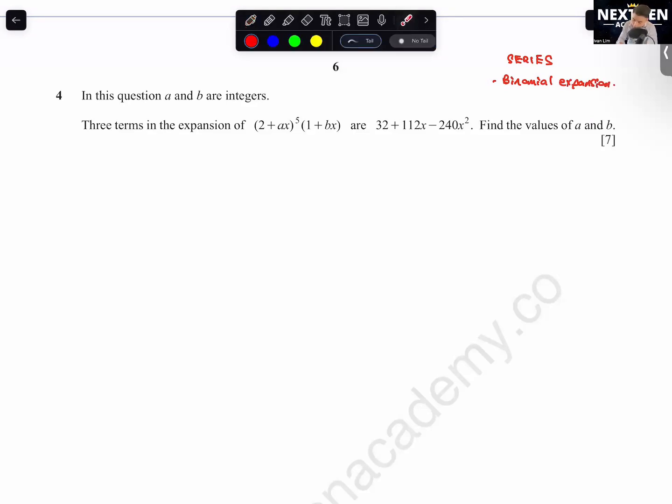Okay, how do we do this? The first 3 terms in the expansion of 2 plus ax to the power of 5, times 1 plus bx, are 32 plus 112x minus 240x squared. Find the values of a and b. It's a 7-mark question. This question is also very common.